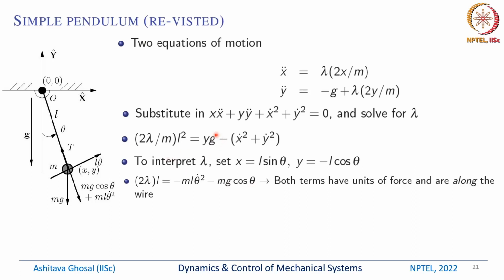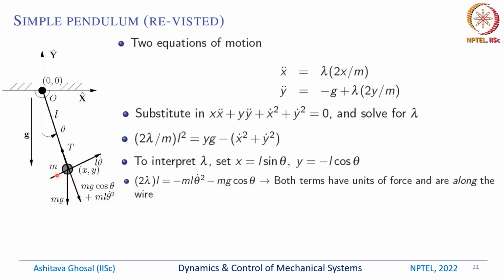Okay, so x dot square plus y dot square will be what? It will be something like L theta dot square. Okay, so L square theta dot square, and then if you do some simple algebra, you will get this expression, which is 2 lambda into L is minus ml theta dot square minus mg cos theta. So this is what is shown in this figure here.